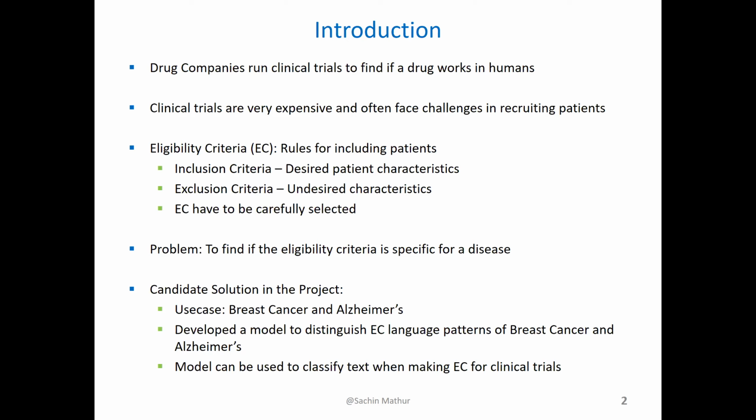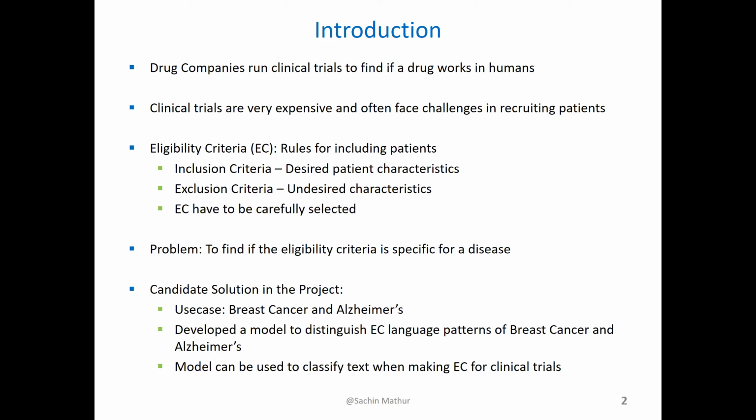These eligibility criteria have to be carefully selected because if they are not selected well, then first of all, it could be detrimental to the patient health. Secondly, there could be cost escalations and delays. So the problem here is to come up with specific eligibility criteria, and once they are selected, you want to make sure that these are specific to a particular disease.